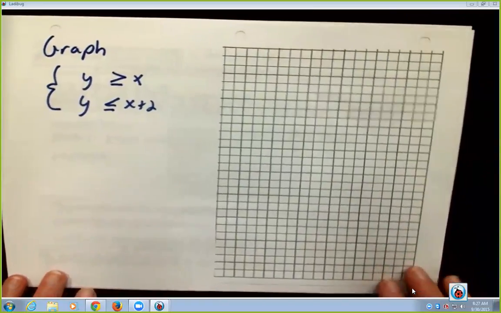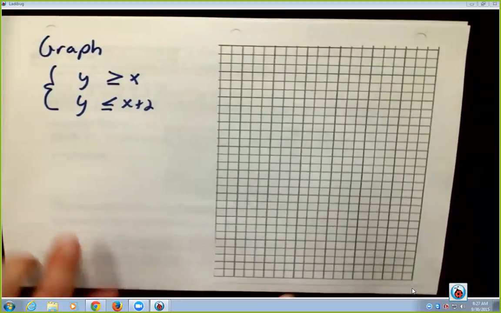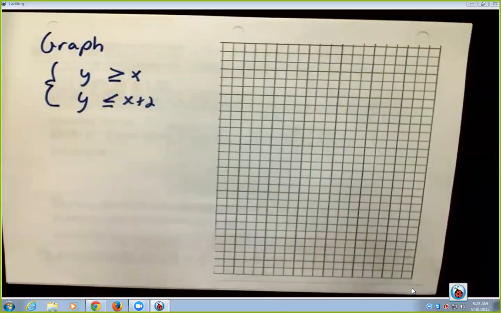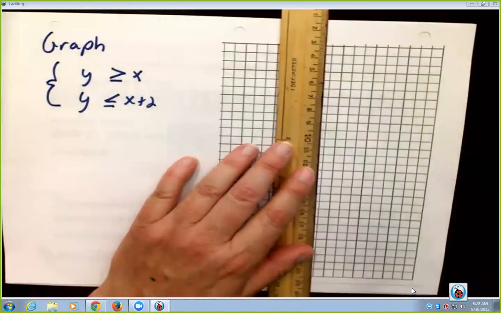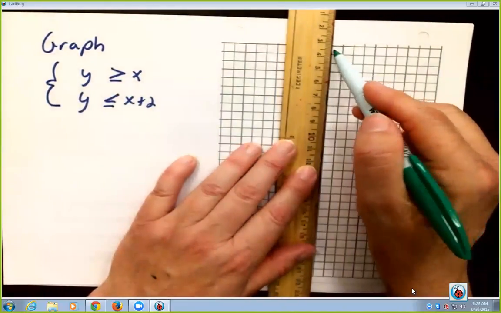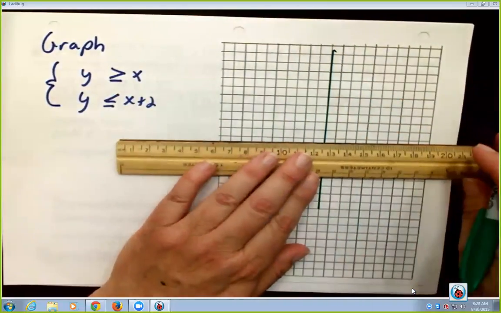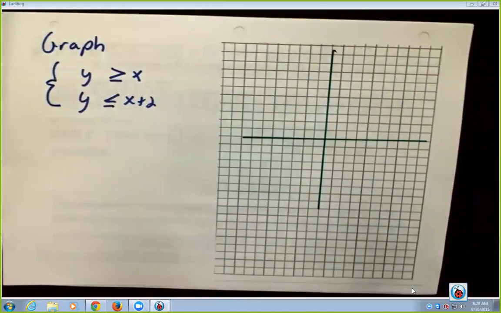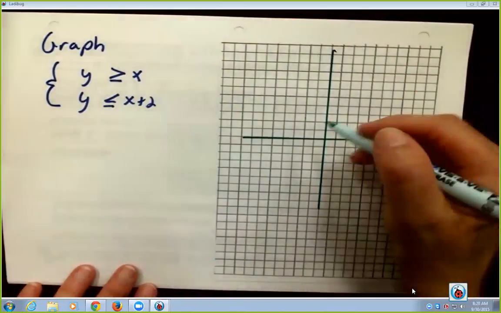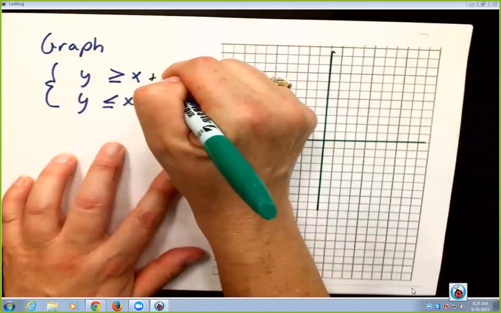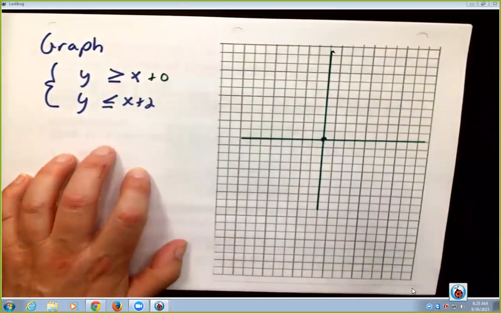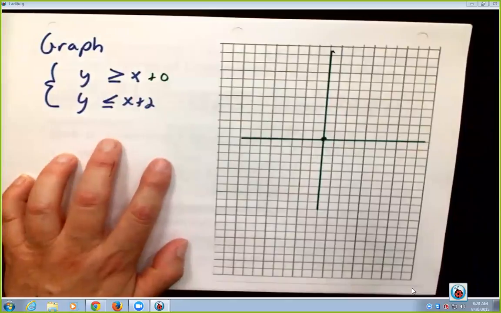The reason I put this one in here was because x is greater than or equal to x. That means when you graph this one, you are going to have the same value for x as for y. So my intercept is going to be a plus 0 at the end. It's going to go through there. If there's no number at the tail end, there is a 0 there.